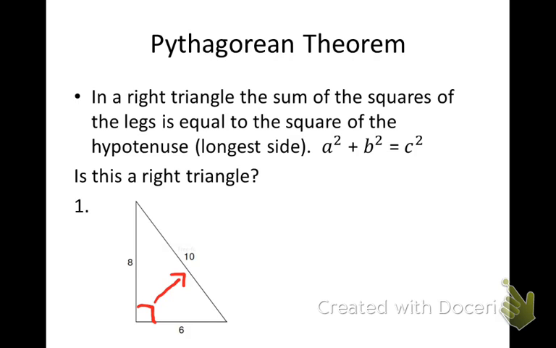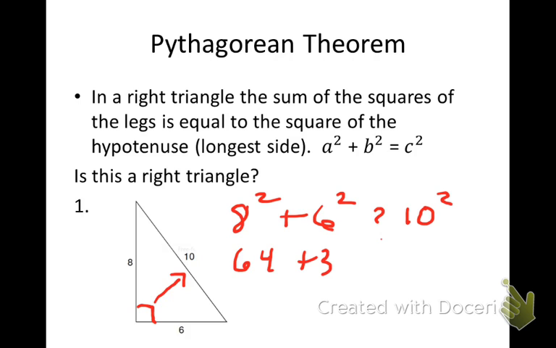So if this is a right triangle, we know that the squares of these two legs will be equal to the square of the hypotenuse. So let's check and see. Is 8 squared plus 6 squared equal to 10 squared? We don't know yet. So 64 plus 36, that is 100. And 100 equals 100. So yes, this is a right triangle.